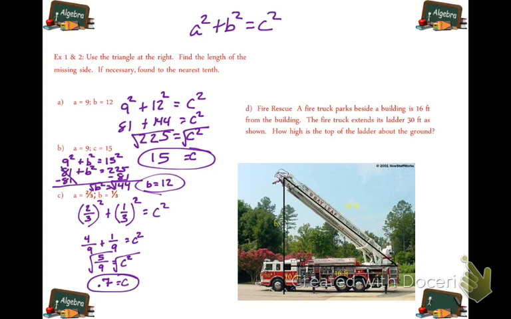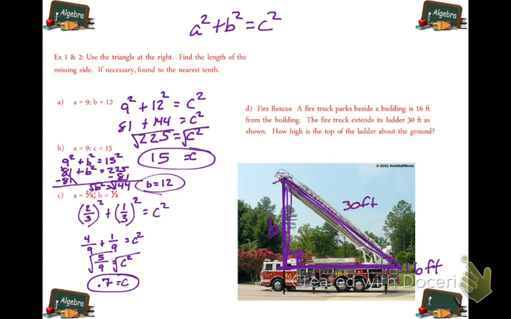A fire truck parks beside a building and is 16 feet from the building. So right here at the bottom is 16 feet from a building. Sorry, this is the only picture I couldn't find one with the building, so we're going to use it like this. 16 feet. The ladder right here goes to 30 feet. How high off the ground is this? Okay, notice I haven't even gotten to the ground yet. This is B, we're not sure.